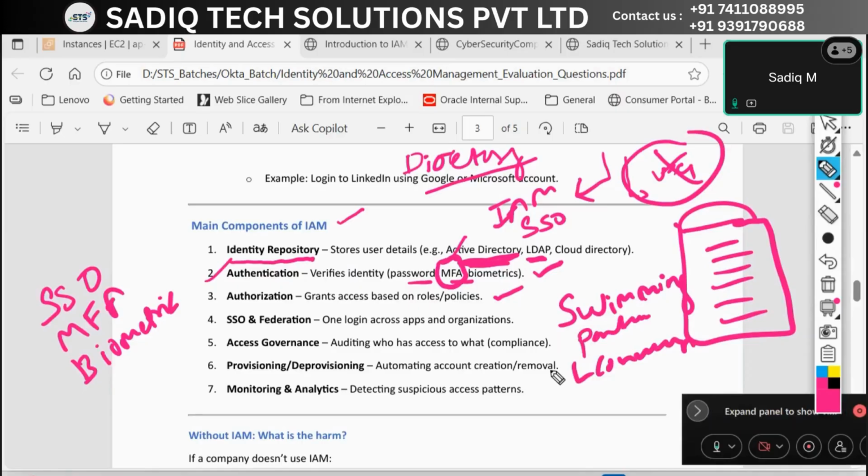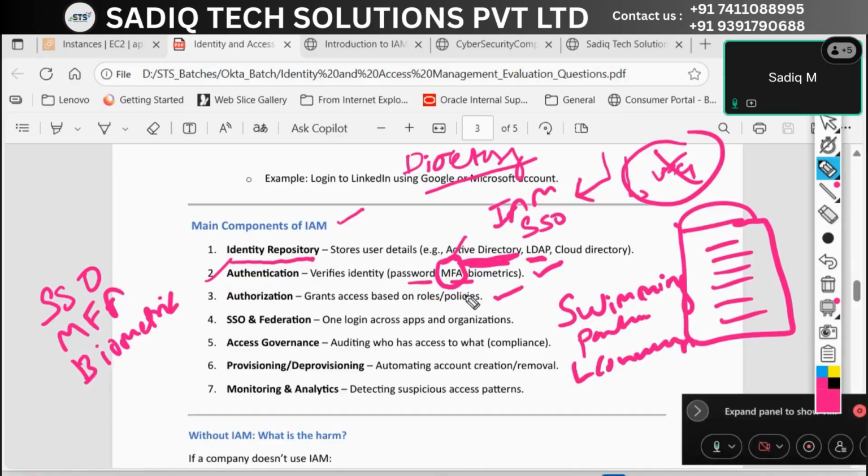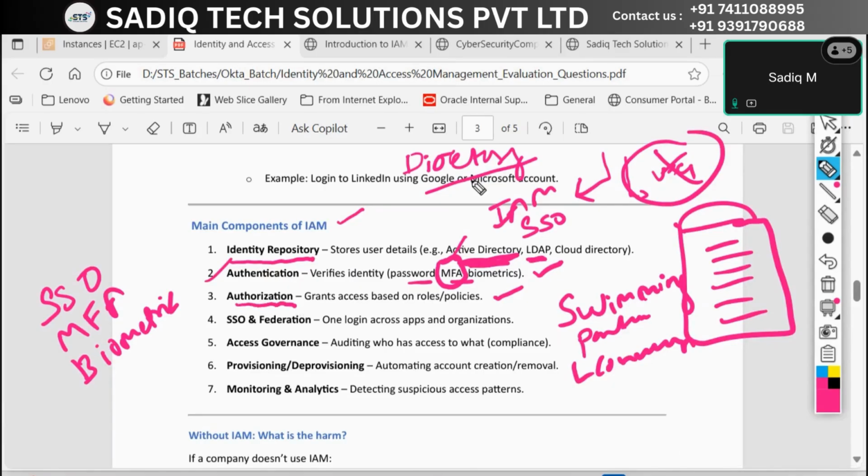Similarly, when you enter the application, once the authentication is successful, what level of access you have as a user is decided by various factors: roles, access policies, groups, we'll talk about it. So that is authorization. That is also one of the activities of the IAM engineer.